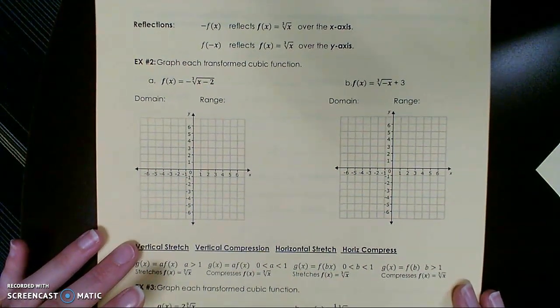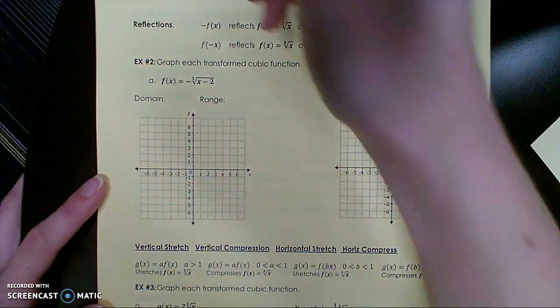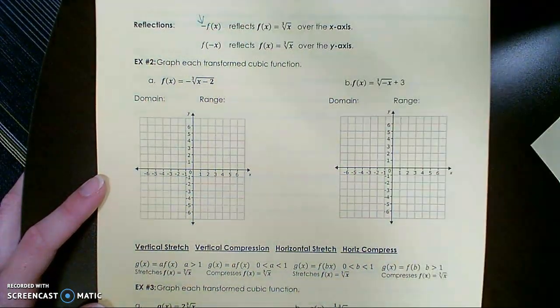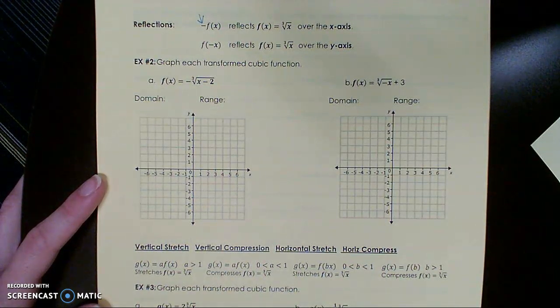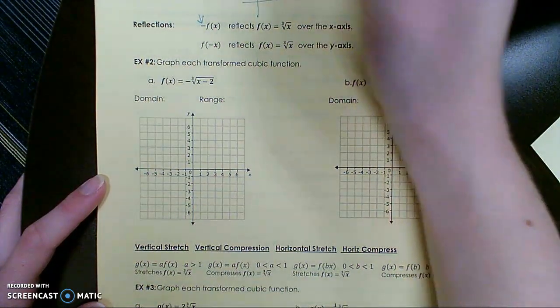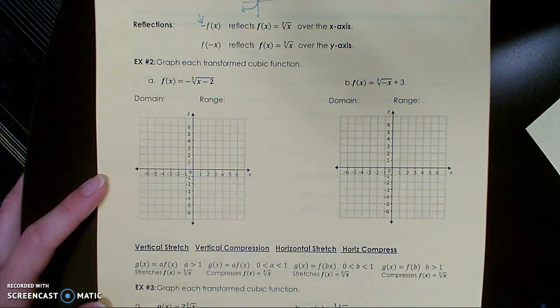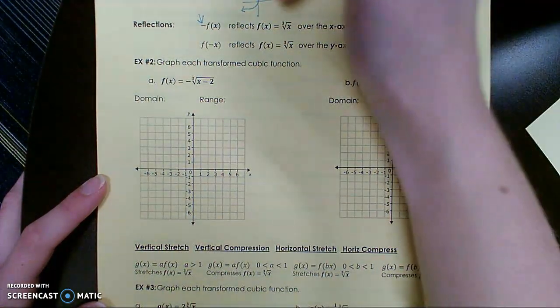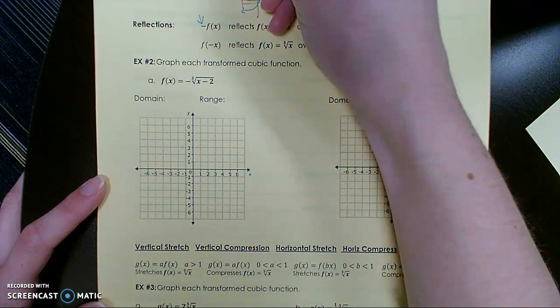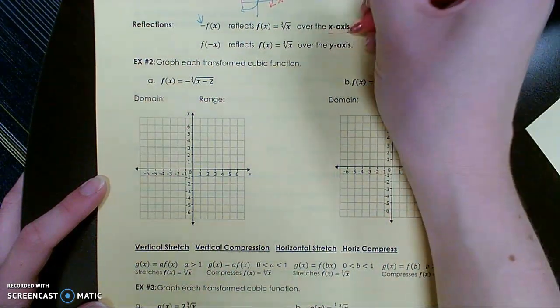Second page starts out by talking about reflections that we discussed in the last class. If you have a reflection with a negative that is outside of the parentheses or outside of the radical, well, outside means vertical. So if I have some kind of graph, let's say the cube root parent function, and I am reflecting vertically, then that means that I'm taking this and putting it up here and this and putting it down here. That's a reflection over the x-axis.